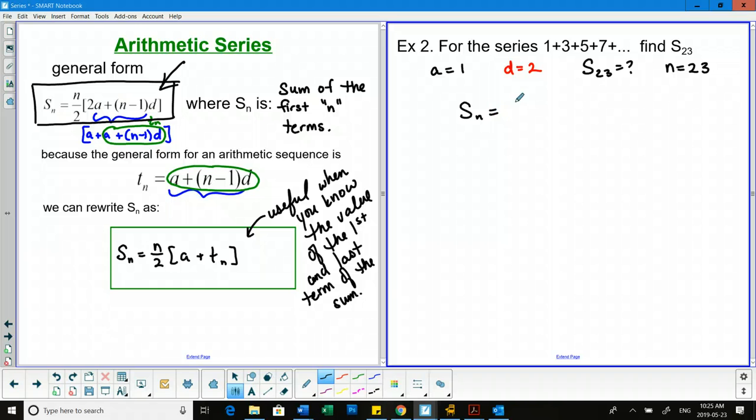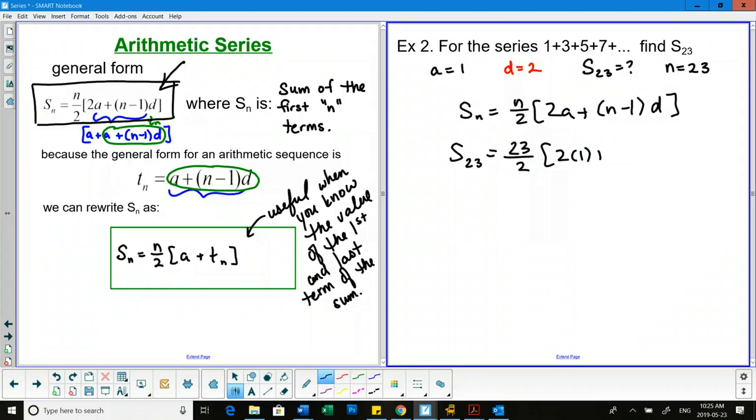So I'm going to plug into this formula. S23, anywhere you see an N, you sub in 23. My A is 1, and my D is 2. And then we're just going to calculate. Okay, I'll give you a second to calculate that.